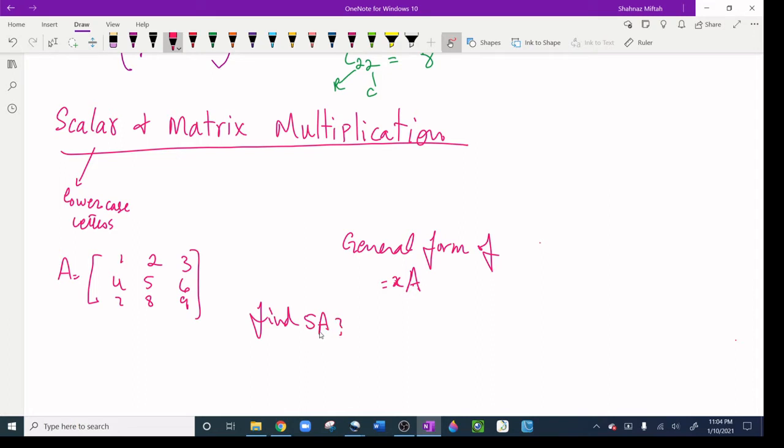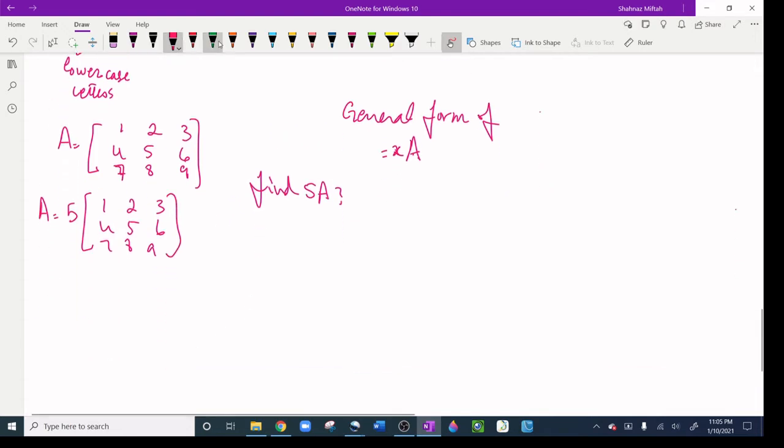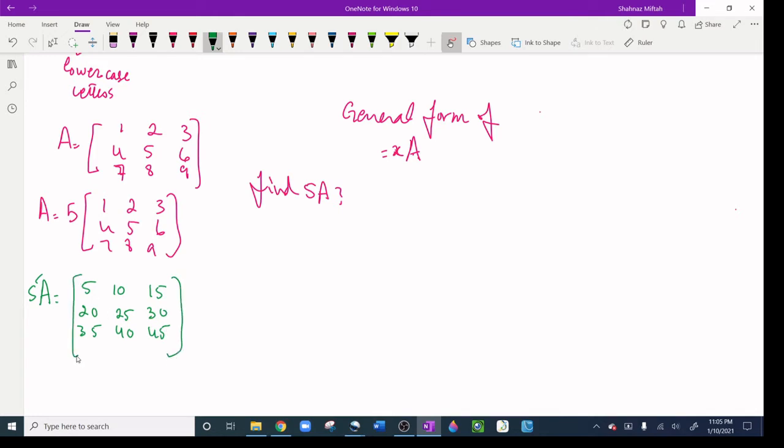This means multiply 5 with the matrix A, each element multiplied with the 5. So the way you're going to write it, it's going to be 5 first and then the matrix. Don't do the matrix and then 5 over here. Let's multiply this and we get the answer. The answer is in green. 5A equals: 5 times 1 is 5, 5 times 2 is 10, 15, 20, 25, 30, 35, 40, 45. So that's my resulting matrix with the scalar 5.